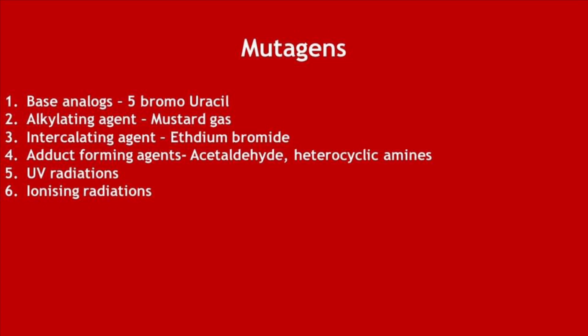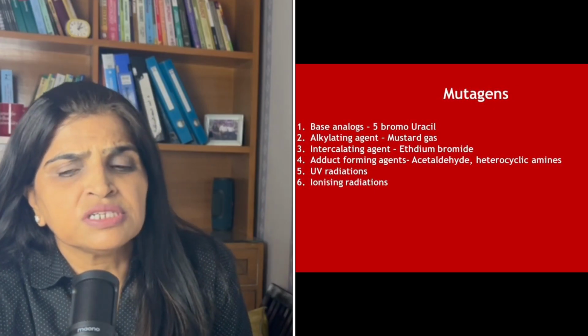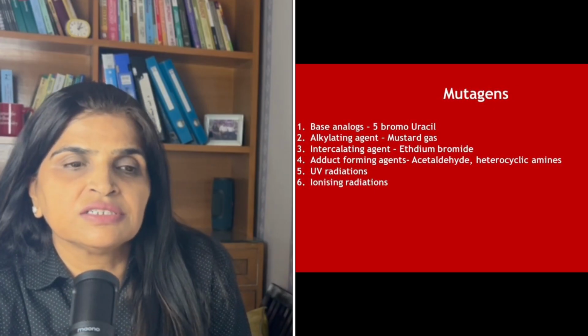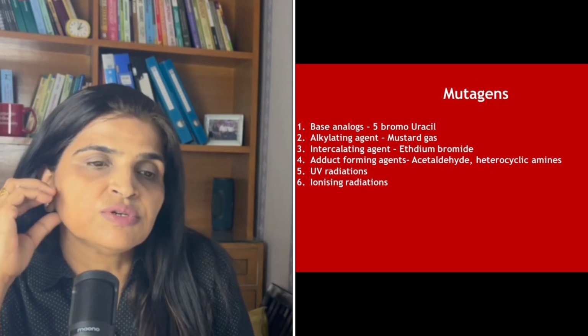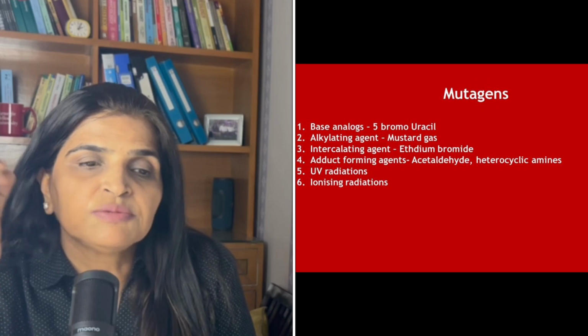Then adduct forming agents like acetaldehyde or heterocyclic amines, and how these mutagens are linked to cancer or maybe cancer treatment, that also we'll talk about. Then the fifth mutagen we'll be talking about is UV radiation, and I will also talk about several other ionizing radiations which are used in inducing mutations. So let's begin with this.